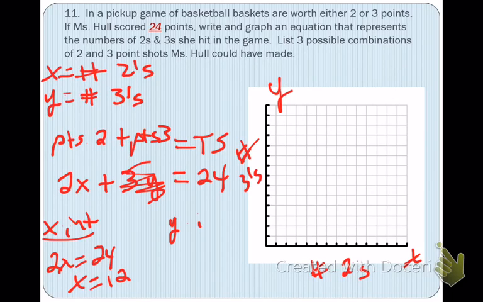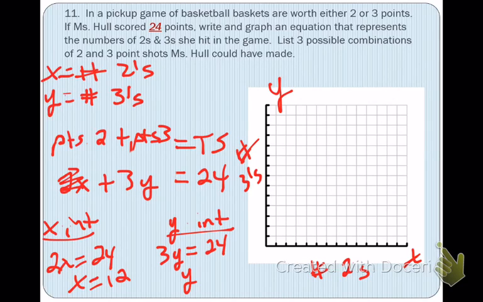Now find the y-intercept. This is where, instead of covering up the y, you cover up the x. And so you get 3y equals 24. Divide by 3, and y equals 8. Okay? So you go graph those intercepts.